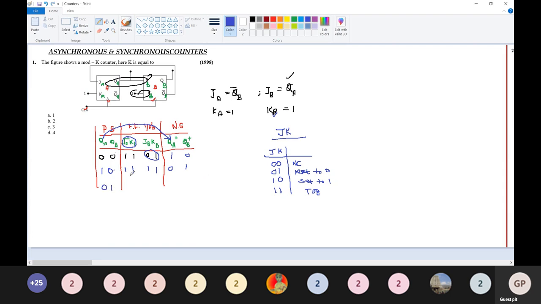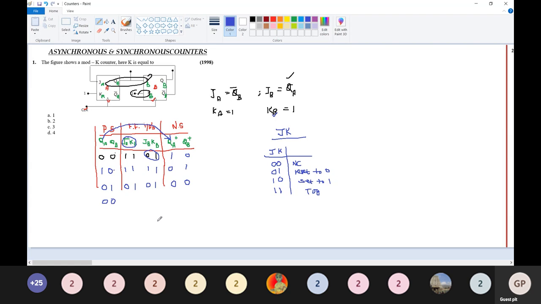Now, J is equal to QB dash, 1 is put as 0. K is equal to 1. JB is equal to QA, which is 0, and KB is 1. So 01 is reset to 0, whatever may be the first state, which is 0. So now this 00 is nothing but coming back to the initial condition.